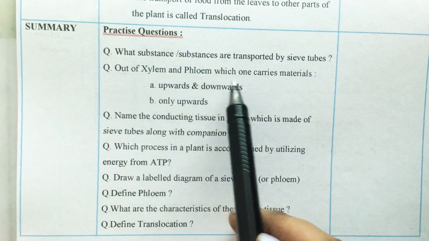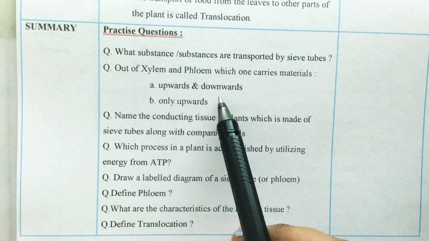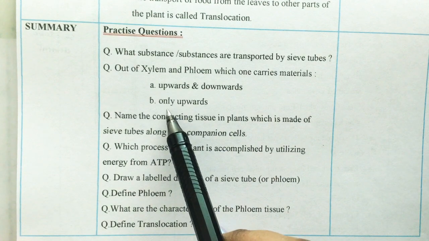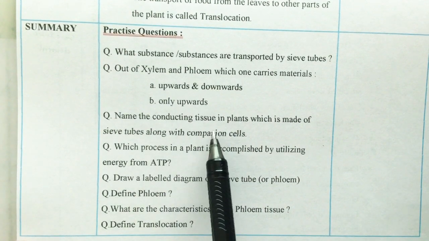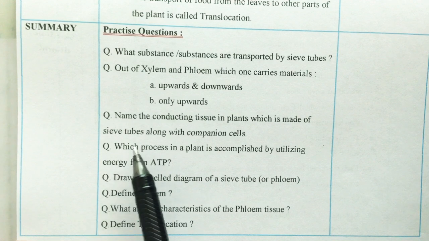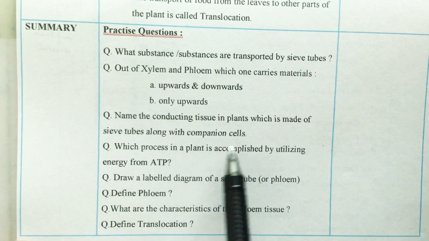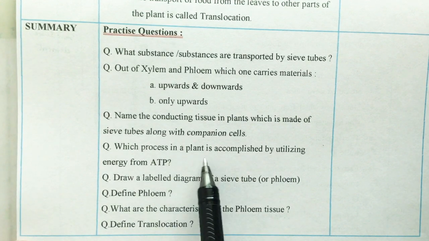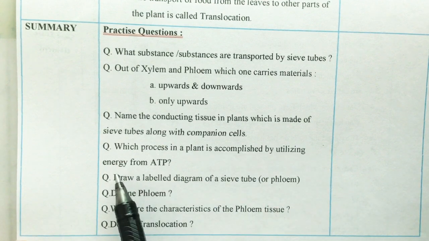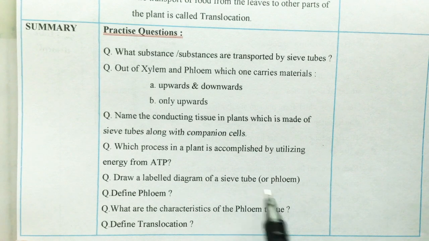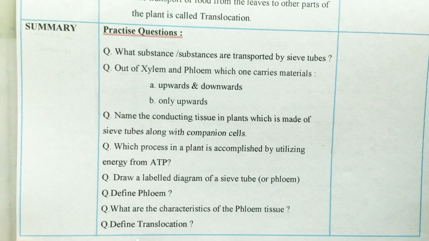Out of xylem and phloem, which one carries materials upwards and downwards, and which is only upwards? Name the conducting tissue in plants which is made up of sieve tubes along with companion cells. Which process in a plant is accomplished by utilizing energy from ATP? Draw a labelled diagram of a sieve tube. So, you should know sieve tube means phloem. Define phloem. What are the characteristics of the phloem tissue? Define translocation.